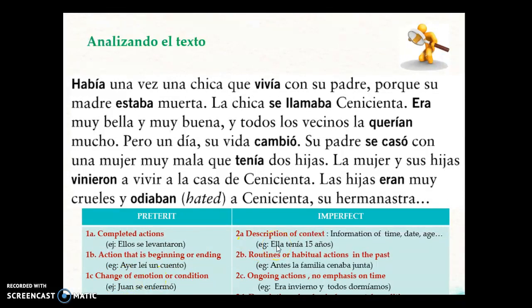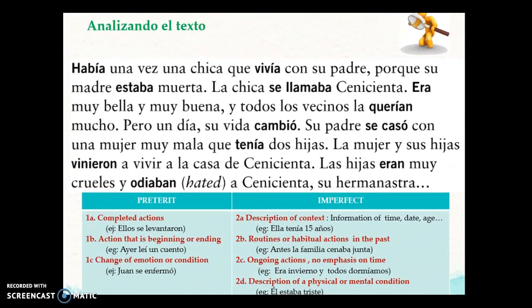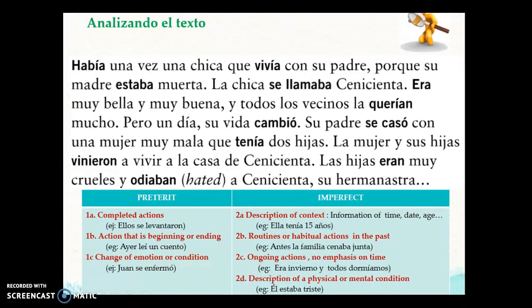When I'm going to describe the context, I will use the imperfect. When I'm going to talk about routines or habitual actions in the past, when I am going to express ongoing actions, and I am going to emphasize time. And finally, when I am going to describe a physical or mental condition in the past, we will use the imperfect. So, we're going to go here.